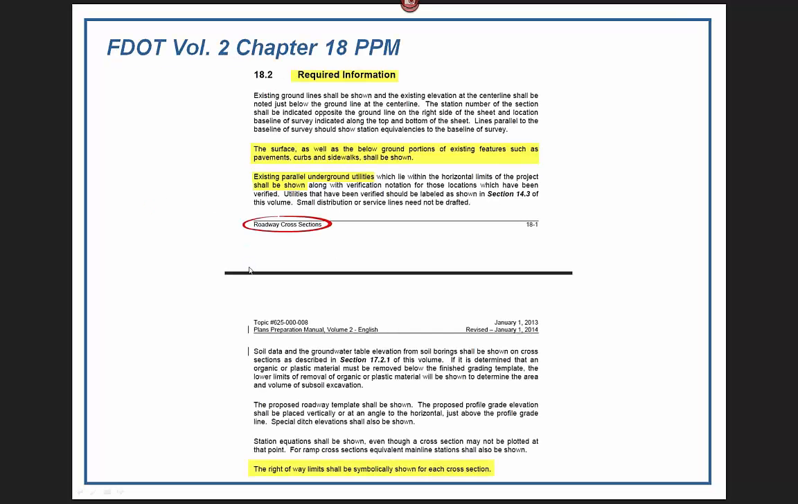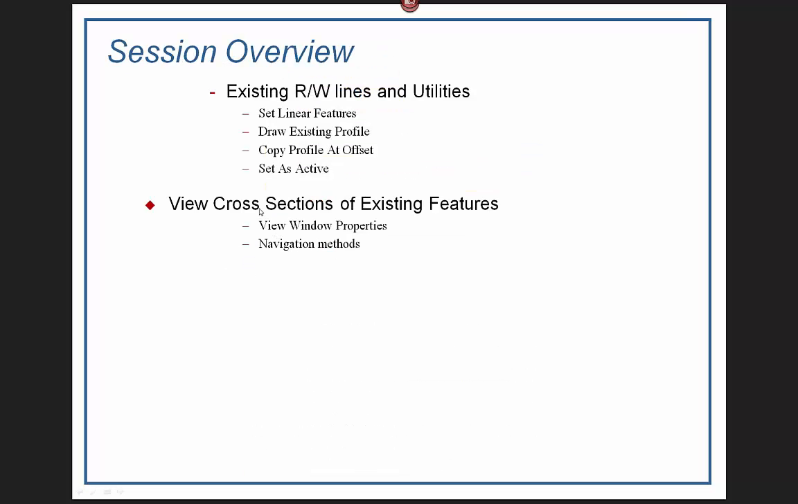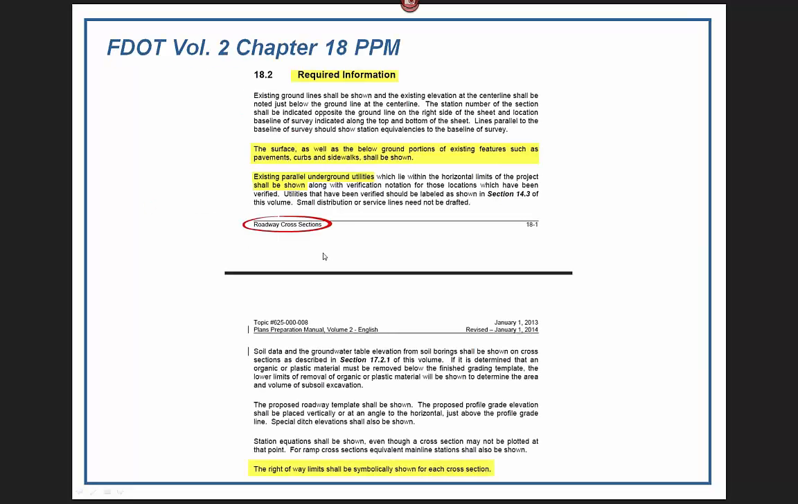And then I opened up the view cross sections and showed you the existing features, and I started to show you some of the navigational methods. But that covers how you can add in here the below ground features on a surface, such as pavements, curbs, and also right-of-way lines and utility lines on surfaces.